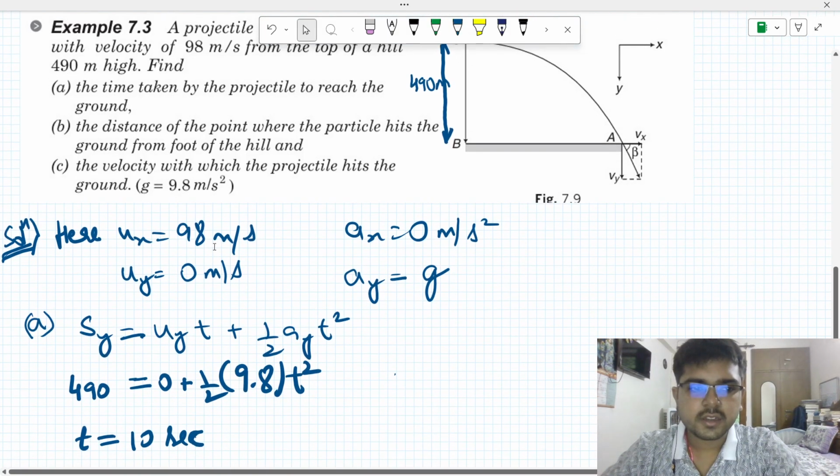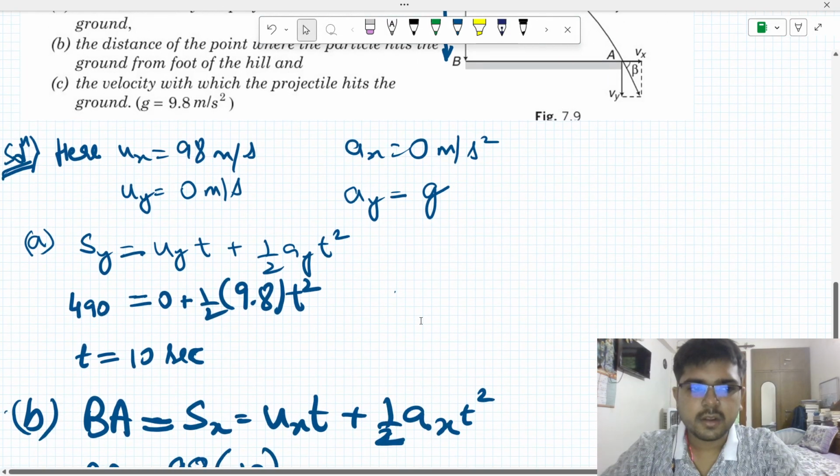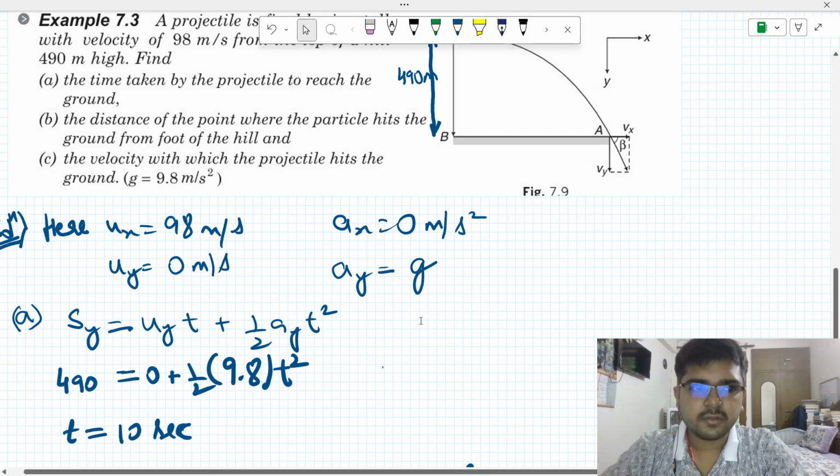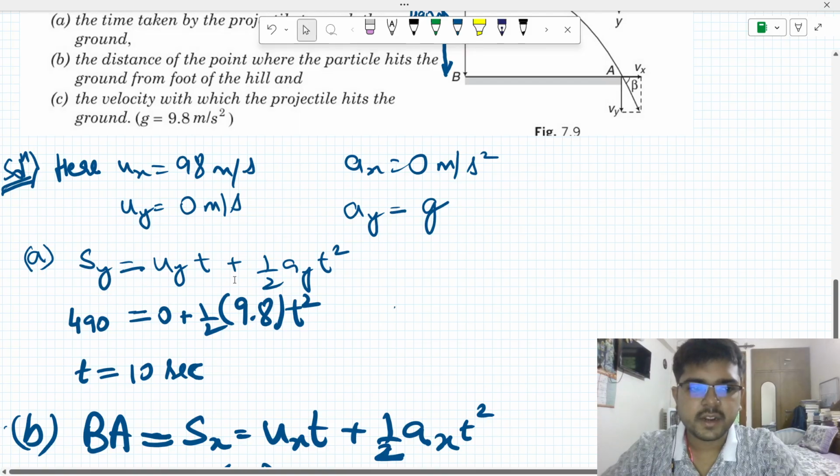We are given ux is equal to 98 meter per second, ax is equal to 0 because acceleration in the x direction is 0, uy is equal to 0 meter per second, and ay is equal to g. Now first we will find the time taken by the projectile to reach the ground. That is calculated from this equation: Sy is equal to uyt plus half ayt square. We will put the values of Sy, half ay, and uy is 0, so this term becomes 0. So t comes out as 10 seconds.